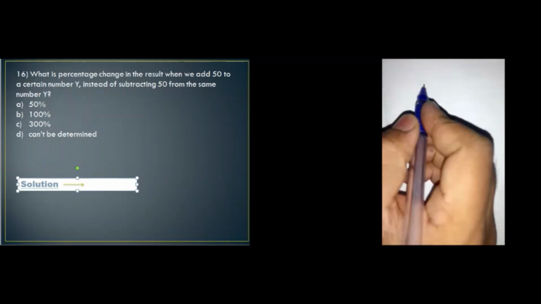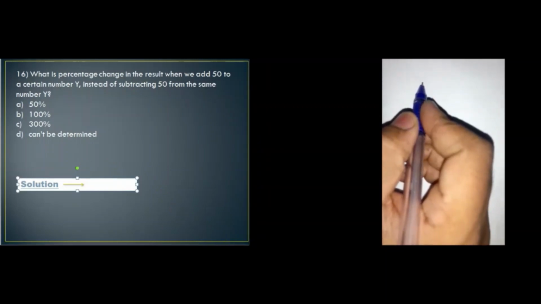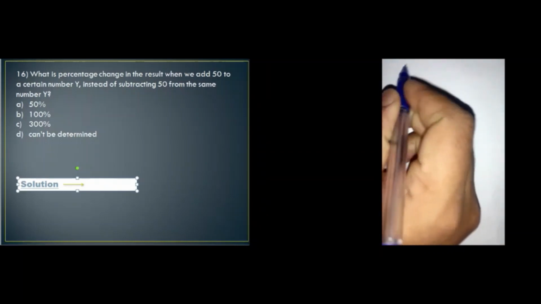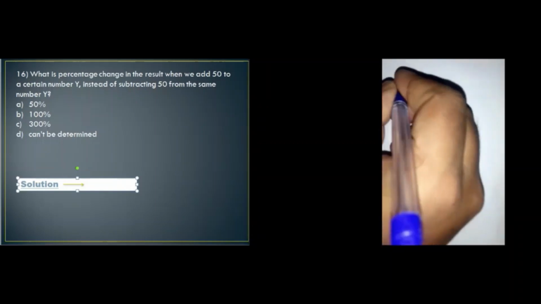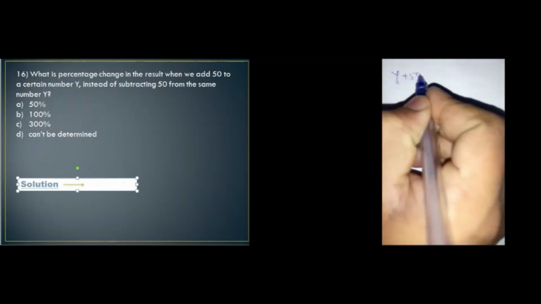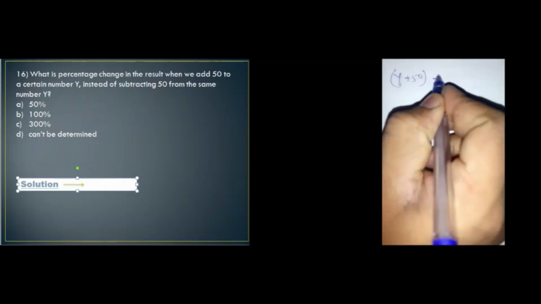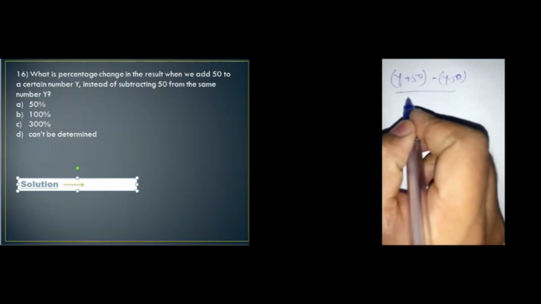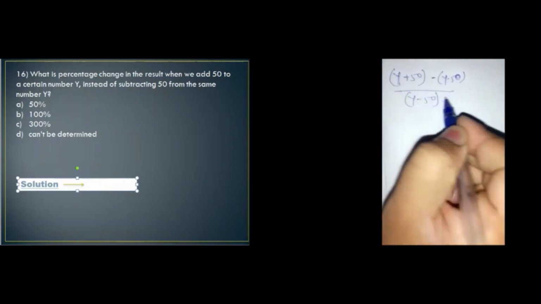So let's see the solution. Percentage change in result has been asked when we have added 50 instead of subtracting 50 from a certain number. For the time being, the number has been given as capital Y. When 50 has been added to y, this is the new number instead of subtracting from the original number. So this percentage change can be calculated like this.